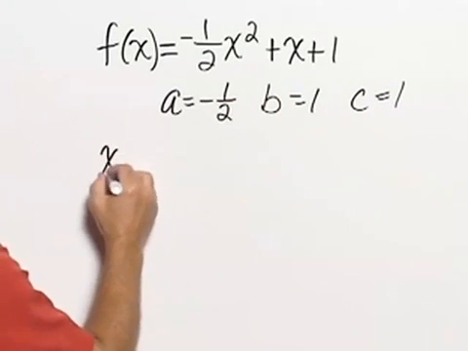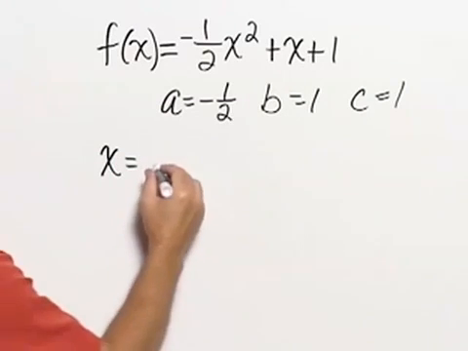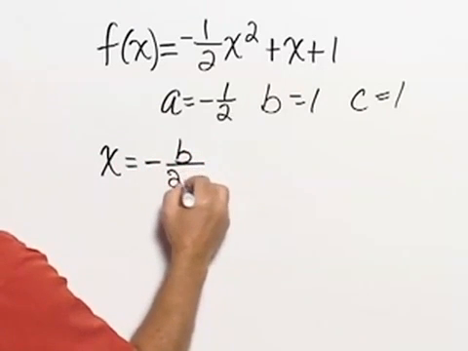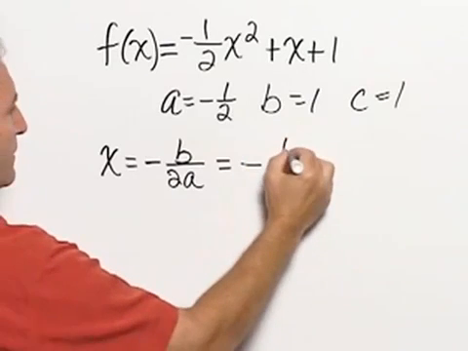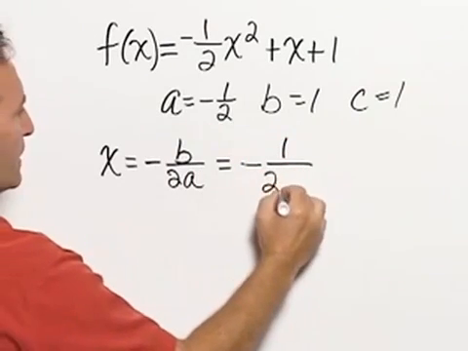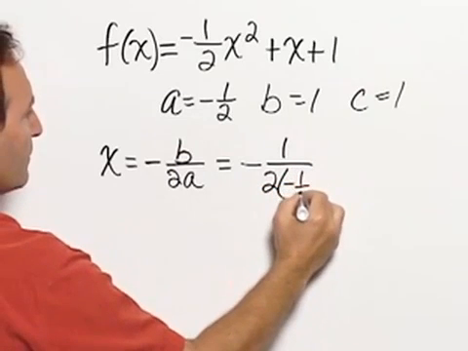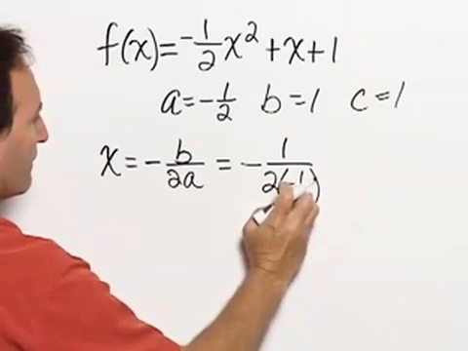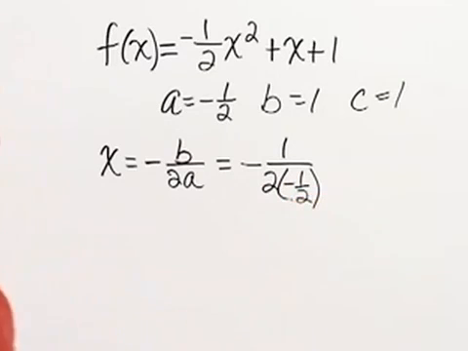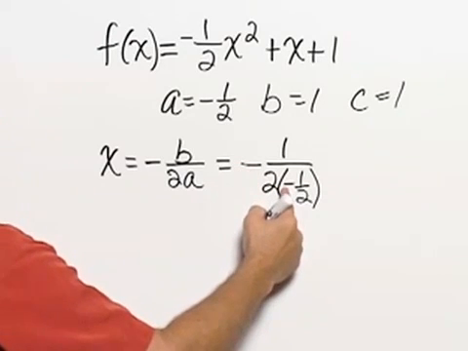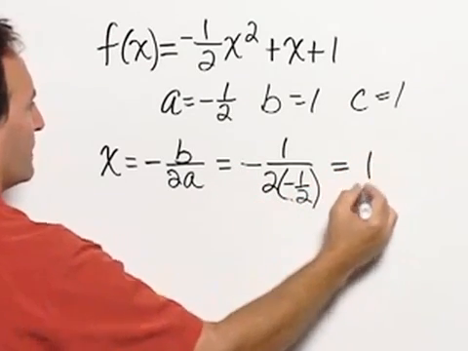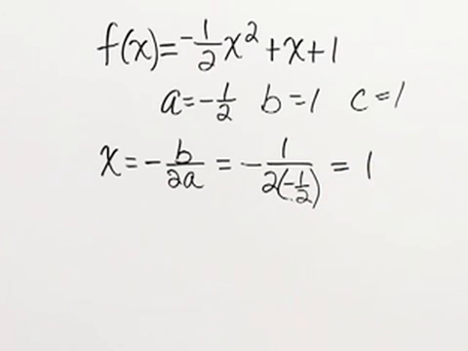The x-coordinate of the vertex is equal to negative b over 2a. So that would be negative b, 1, over 2 times a, which is negative 1/2. Of course, 2 times negative 1/2 is negative 1. A negative divided by a negative is going to be positive, and 1 divided by 1 is 1. So the x-coordinate of the vertex is 1.